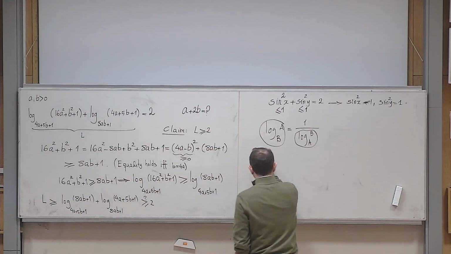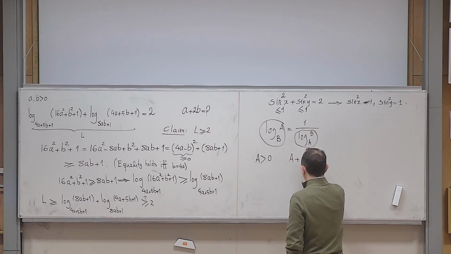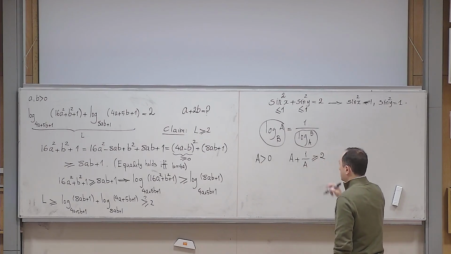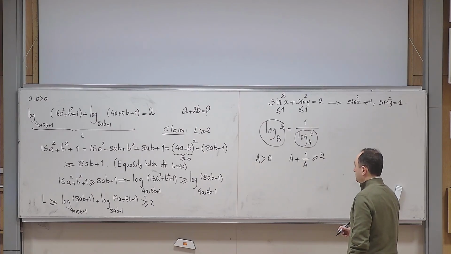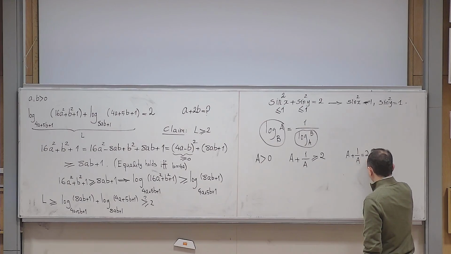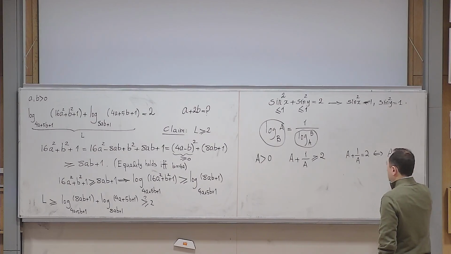We know that if a is a positive number, a plus its reciprocal is always greater than or equal to 2. It is extremely easy to prove. And then a plus 1 over a becomes equal to 2 if and only if a is equal to 1. This is very easy to see.